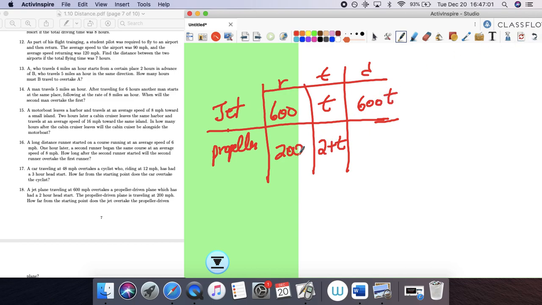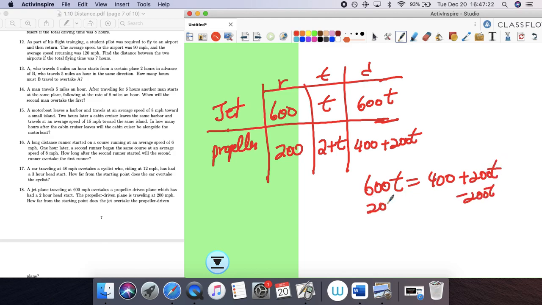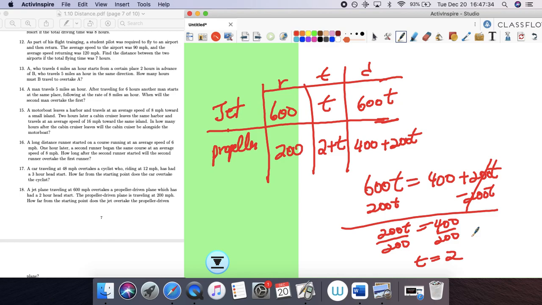For the propeller, distributive property: 200 times 2 is 400, and 200 times t is 200t. When the jet overtakes the propeller, their distances are going to be the same. So 600t equals 400 plus 200t. Subtract 200t from each side, and I get 200t equals 400. Divide both sides by 200. t equals 2.